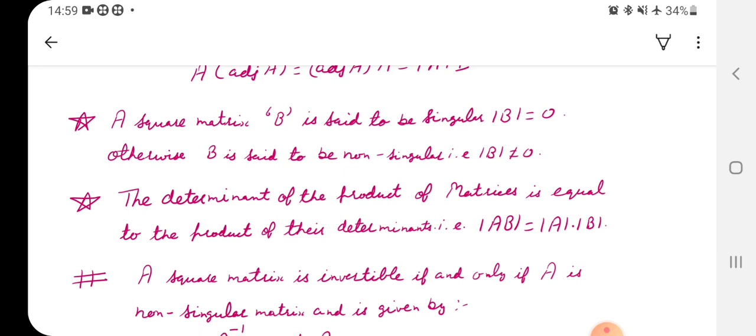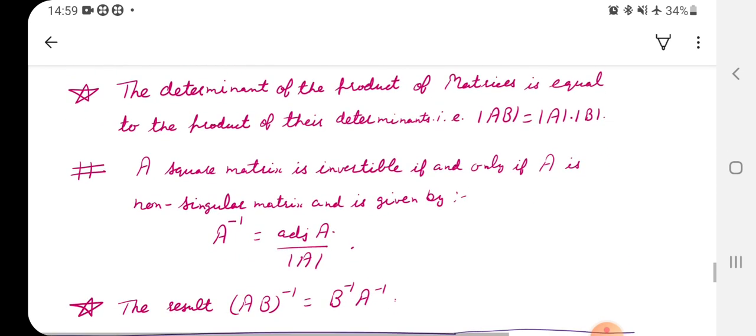Now the determinant of the product of matrices is equal to the product of their determinants. That means we can take determinant of AB as determinant of A into determinant of B, their individual determinants. So determinant of AB will be equal to determinant of A into determinant of B.